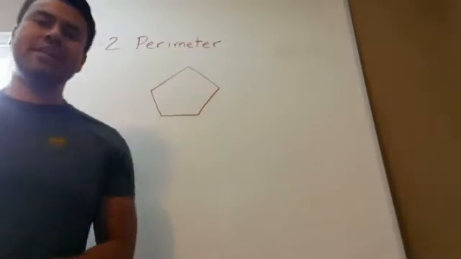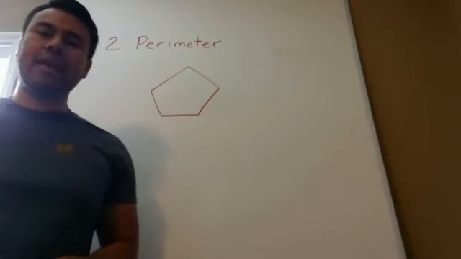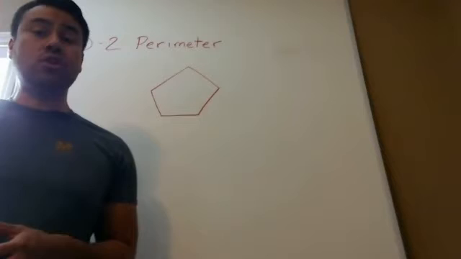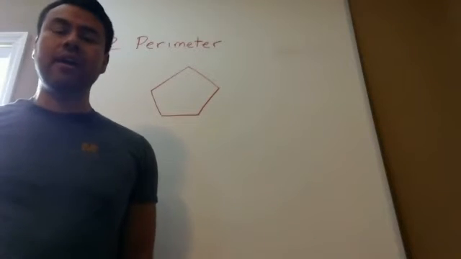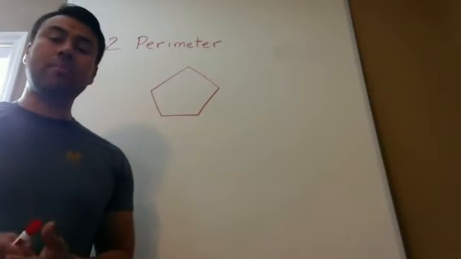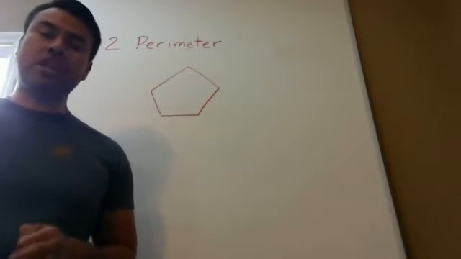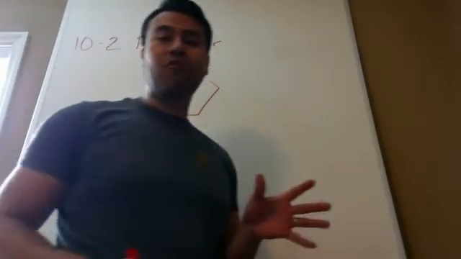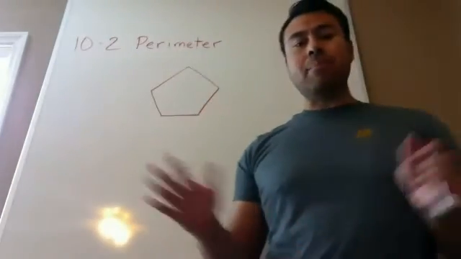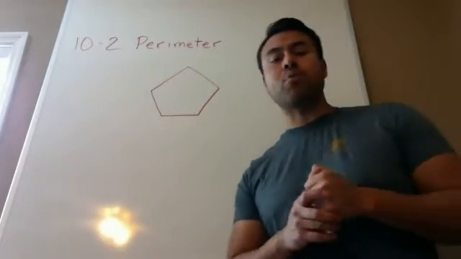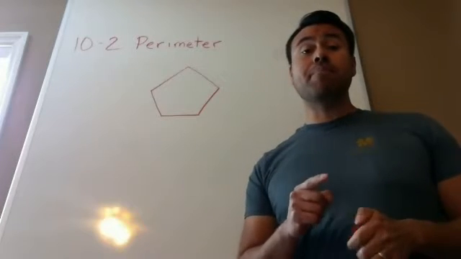All right, good morning. Today is Monday, March 30th, and we're going to be talking about 10-2, so we're moving on to the next chapter. And today we're going to be talking about perimeter of particular shapes. So you've dealt with perimeter before in previous years, but today we're going to talk about perimeter of regular polygons.